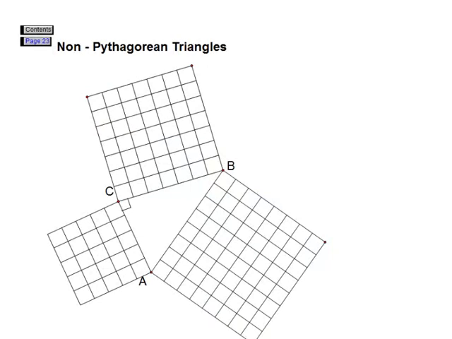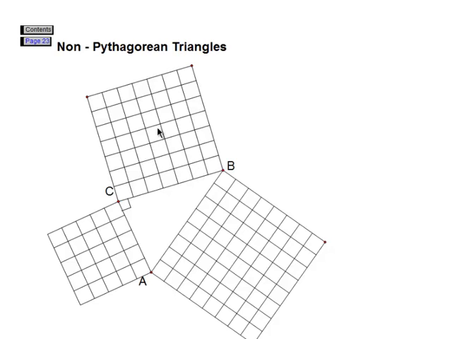Now consider this example. You can see that the angle here is not quite a right angle. So let's see how the sides relate when we build squares on them. This side here is 5. 5 squared is 25. And this side here is 7. 7 squared is 49. 25 and 49 give us 74.